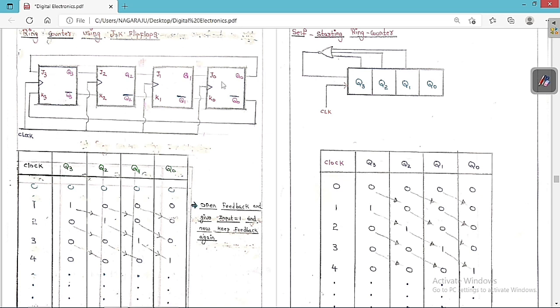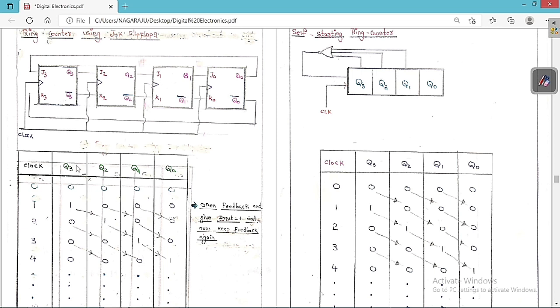So this is the way that we have to do the connection for the ring counter. Q0 we have to give to J3 and Q0 bar to K3. Q2 to J2 and Q2 bar to K2. Similarly Q2 to J1 and Q2 bar to K1, and Q1 to J0 and Q1 bar to K0. This is the circuit connection that we have to give for the JK flip flop in order to act like a ring counter.